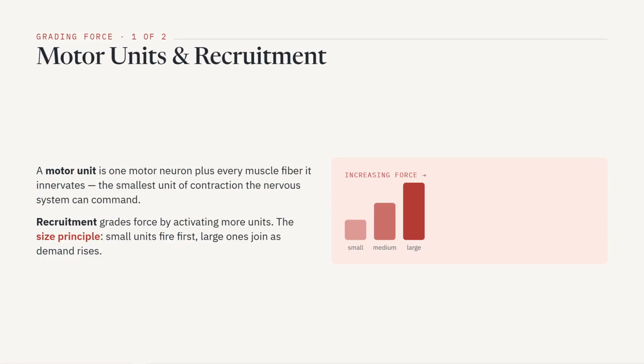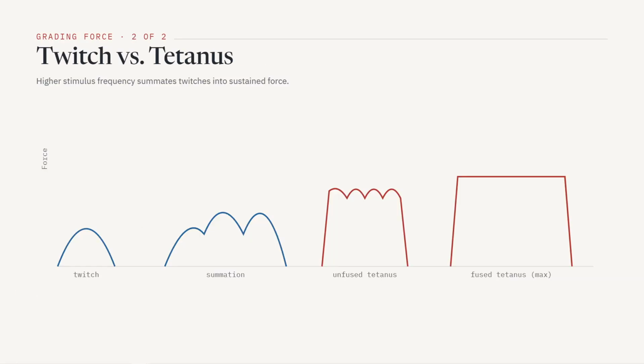This is elegant for 2 reasons. It gives you fine control at low forces. You're adding small increments, and it means the fatigue-resistant units carry the everyday load, with the powerful units held in reserve for when you really need them. Recruitment is one lever for grading force. Stimulus frequency is the other.